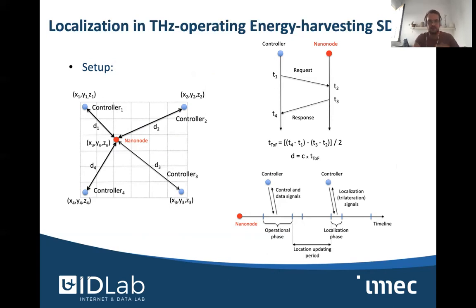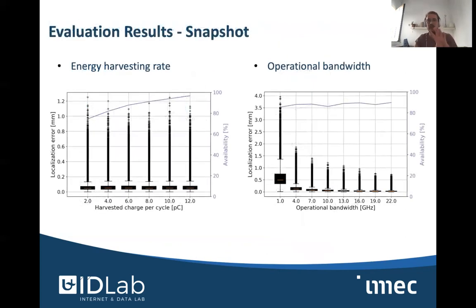So this is kind of the system that we have. We have a bunch of controllers, 4 of them. We have a set of nano nodes whose location is to be estimated. And we have these 2 phases: localization phase, then do whatever you're supposed to do, then another localization phase. And so if we put all that into a flavor of a TeraSim simulator, the idea of the work is to evaluate different system parameters as a function of accuracy and availability of a localization service.